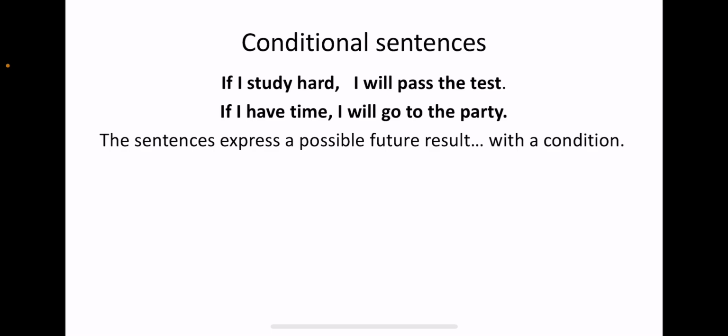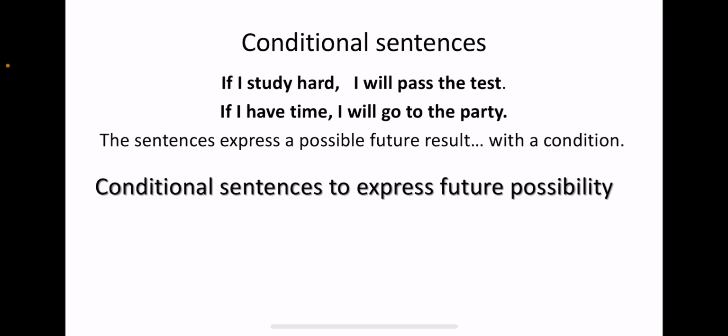We call those types of sentences conditional sentences. A conditional sentence is a sentence that has 2 parts, or it's a coordinated sentence or a compound sentence. It includes a condition and a result, and the result depends on the condition, right? So we call it conditional sentence. In this particular type, we're using conditional sentences to express future possibility.